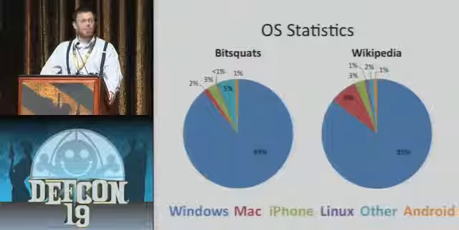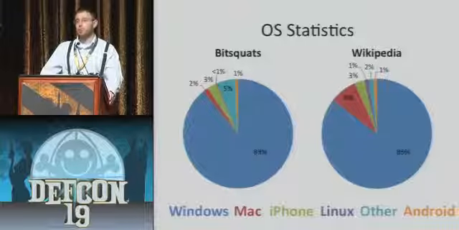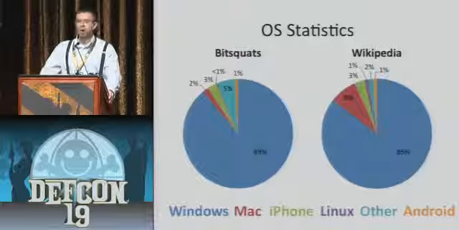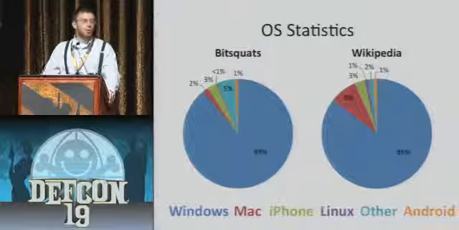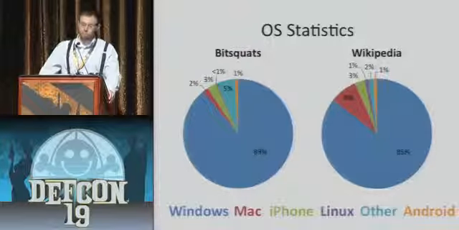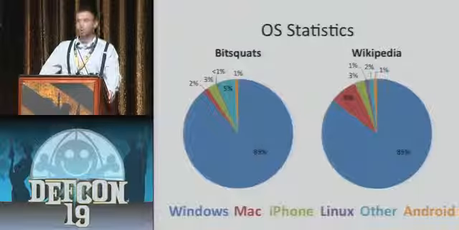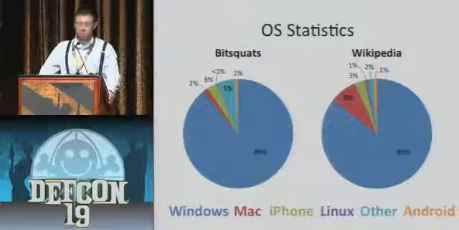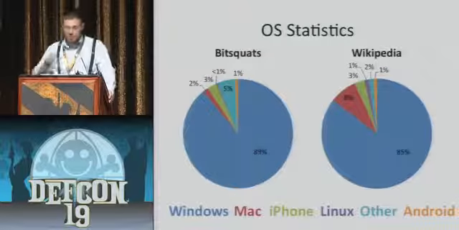Now, the differences is what's really striking. First, for some reason, only 2% of the visitors to my Bitsquat domains use Apple OS X, whereas 8% of the visitors to Wikipedia do. I do not have a conclusive explanation for this. My thoughts range from potentially better build quality to maybe the aluminum casing being a better cosmic ray shield. Not really sure.